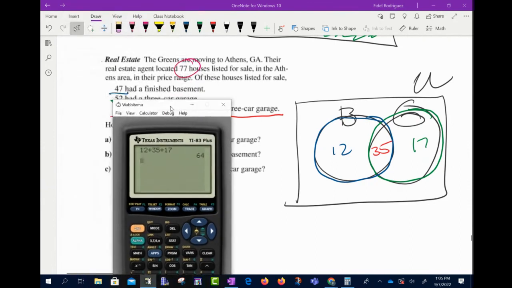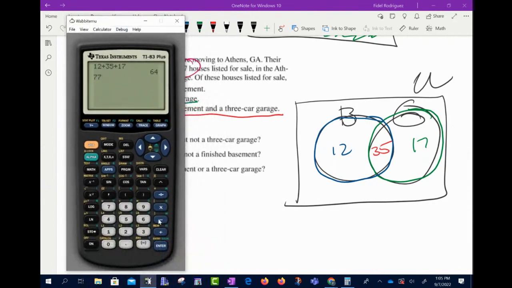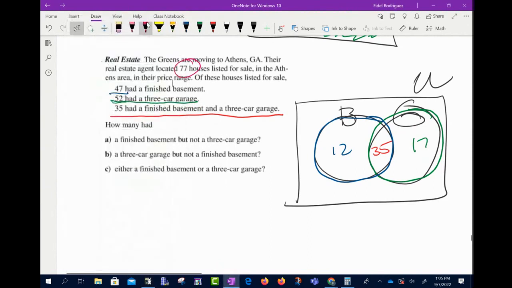But we know that we had a total of how many? Okay, so look, y'all, we're going to take 77 minus 64. That's leaving me with 13. What that's telling me is that those 13 houses did not have a basement and they did not have a 3-car garage, but there were still houses that they showed to them, okay?